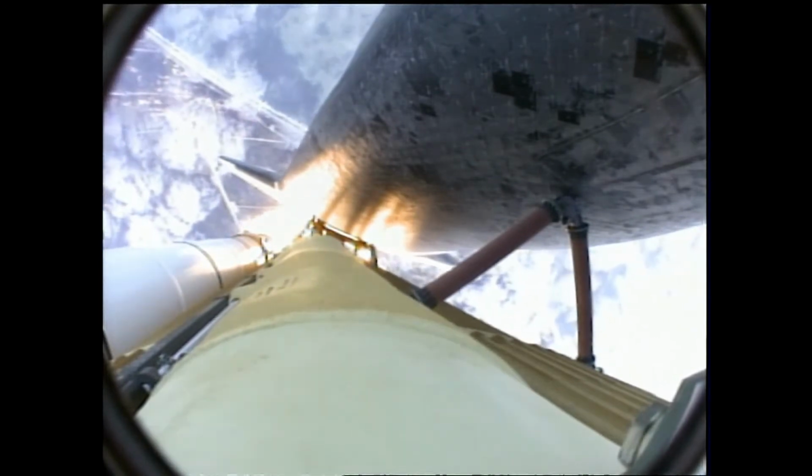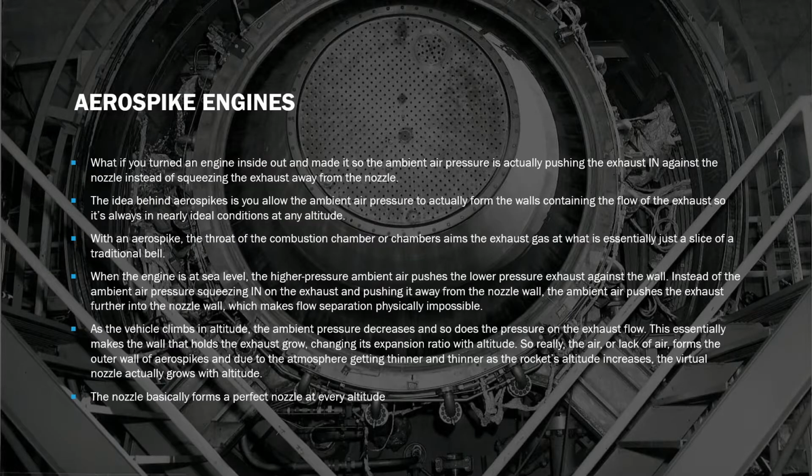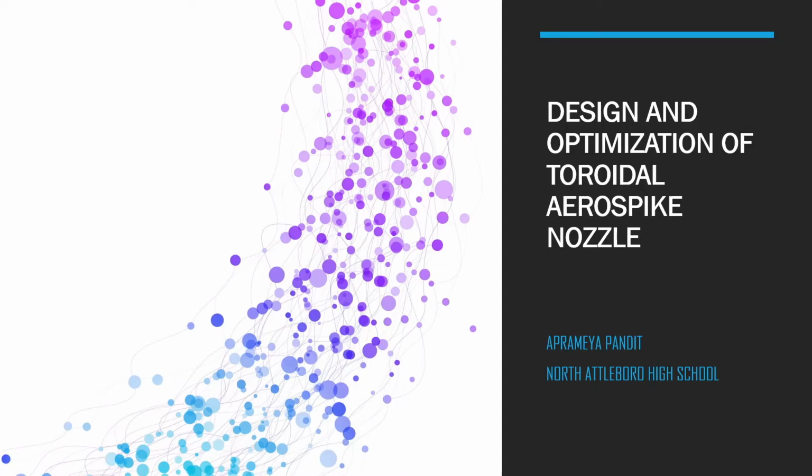But there's a solution. What if you turned an engine inside out and made it so the ambient air pressure is actually squeezing the exhaust in against the nozzle instead of squeezing the exhaust away from the nozzle? That's the essential concept behind the Aerospike nozzle. The nozzle basically forms a perfect nozzle at every altitude. Which brings me to my project.